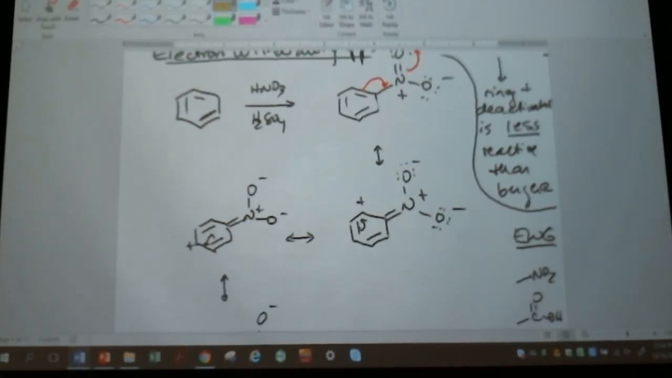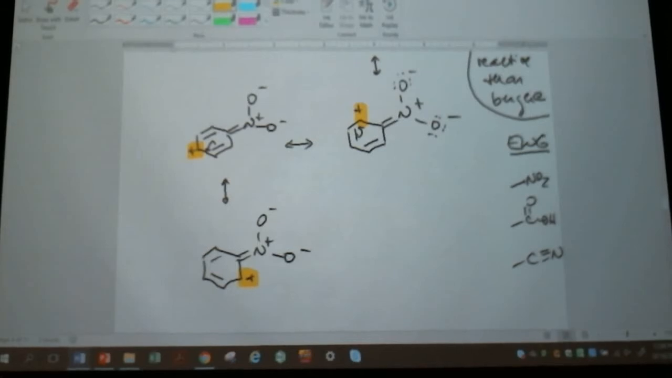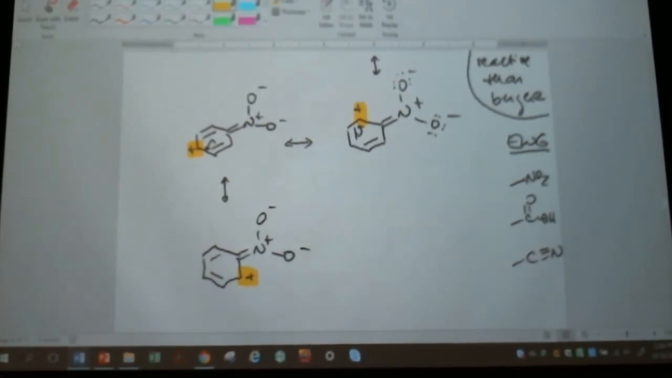But I'm particularly deactivating the ring at the ortho-para positions, which means my meta positions are a little bit more active than the ortho-para. Not a whole lot, but a little bit more. So because my ring needs to act as a nucleophile, it will preferentially attack at the meta positions, because the ortho-para have been specifically deactivated. Those are the positive ones.